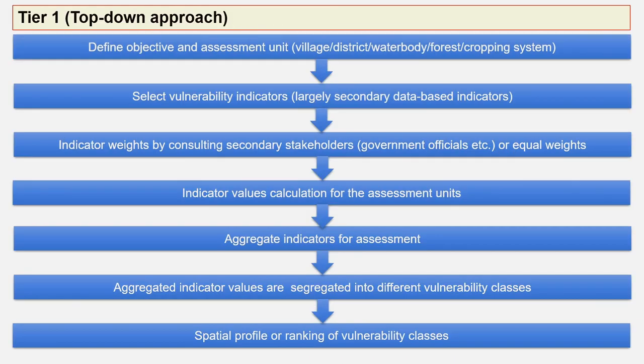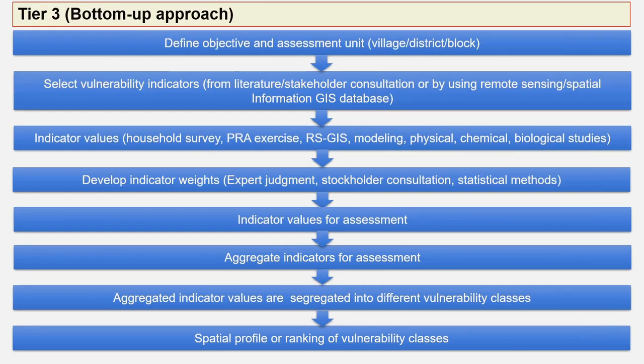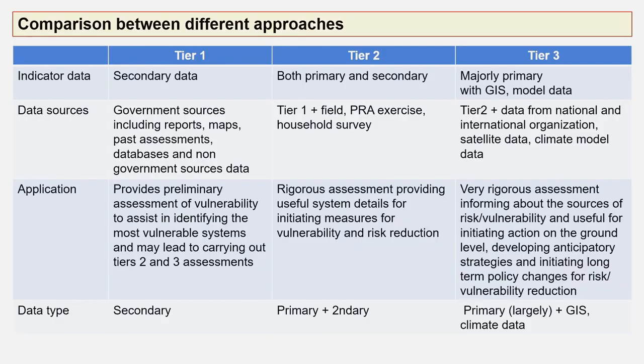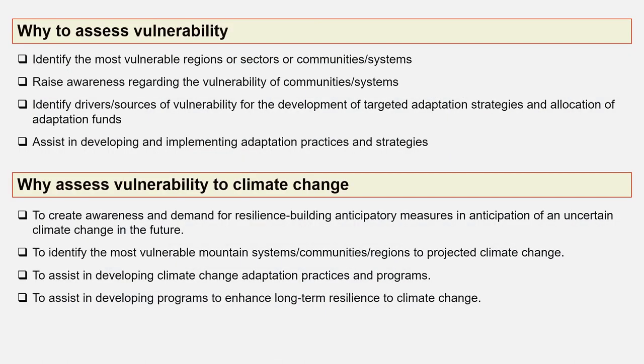We have also discussed these things tier-wise, tier one, tier two, how you can follow it step-wise and get the vulnerability classes. So when you combine tier one and tier three, you basically get tier two, which is medium skill, medium outcome. That is the one process which I think most of the time people prefer to follow. So we discussed these tiers in great detail.